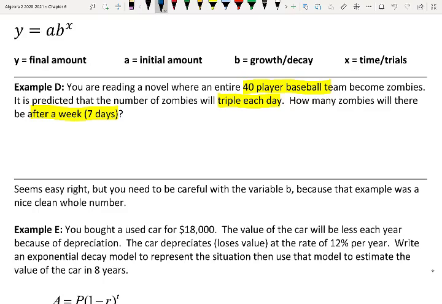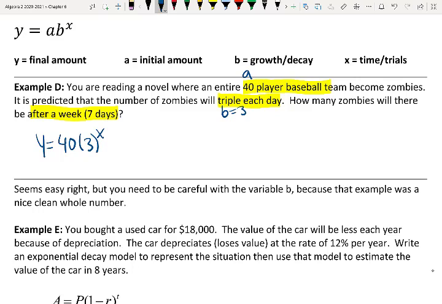So I'm going to start off by just writing our basic equation here. Our 40, that's going to be our initial amount. That's how many players we're starting with. So that's going to be our a value. Our b, our growth or decay factor, is going to be 3, because we're told that our number of zombies are tripling every day. They bite 3 people, and on others 3 times as many as there were the previous day. So our generic formula, still with x and y in here, would be 40 times 3 to the x power. That would be the generic formula for the situation that we're trying to describe here.